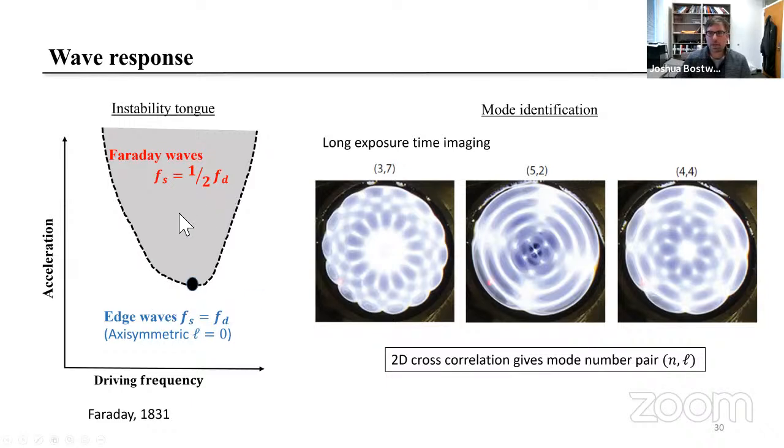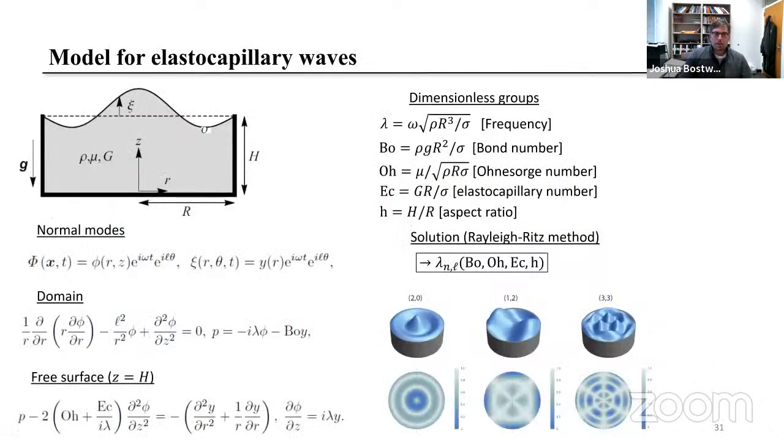Typically in the Faraday wave region, we exhibit typical modes like you see here on the right. Here we call this the 3-7 mode, the 5-2, and the 4-4 mode. We get these by 2D cross correlation with theoretical predictions, where N and L play the role of the mode numbers of Bessel functions, which are inherent to these types of cylindrical containers. So for a typical wave to form in a cylindrical container, we can generate a model of what we call elastocapillary waves. I'll take you through the basic procedure here.